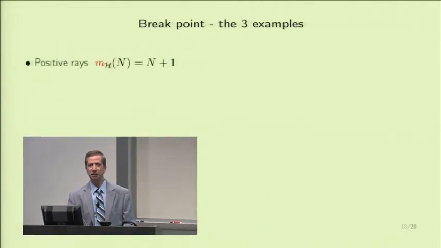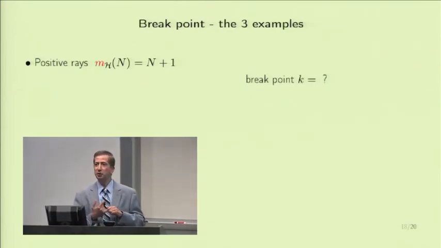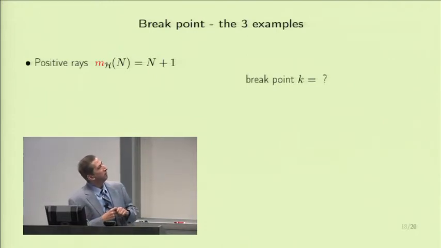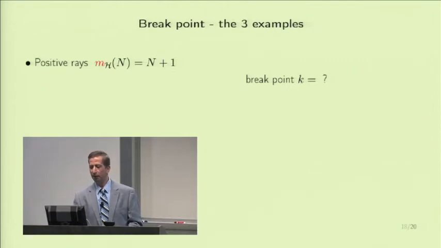Positive rays had this formula. We can plug in for capital N, and we ask ourselves, when do I get to the point where I no longer get 2 to the N, numerically for a particular value? What is the breakpoint here? N equals 1, I get 1 plus 1, that's 2. That also happens to be 2 to the 1. N equals 2, N plus 1 is 3. Oh, that's less than 4, so 2 must be a breakpoint.